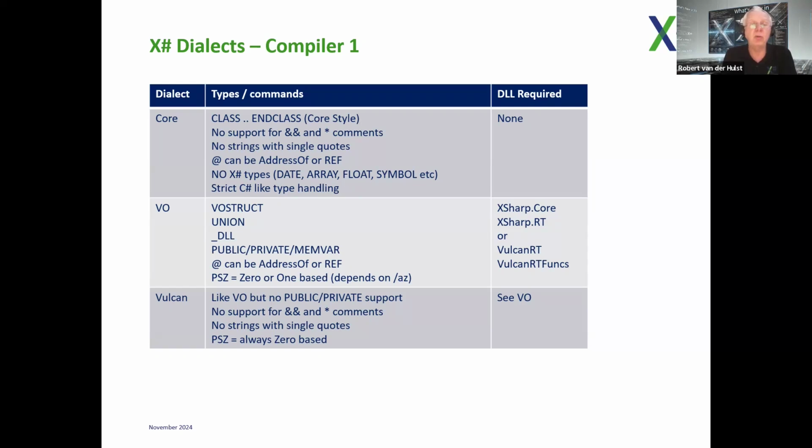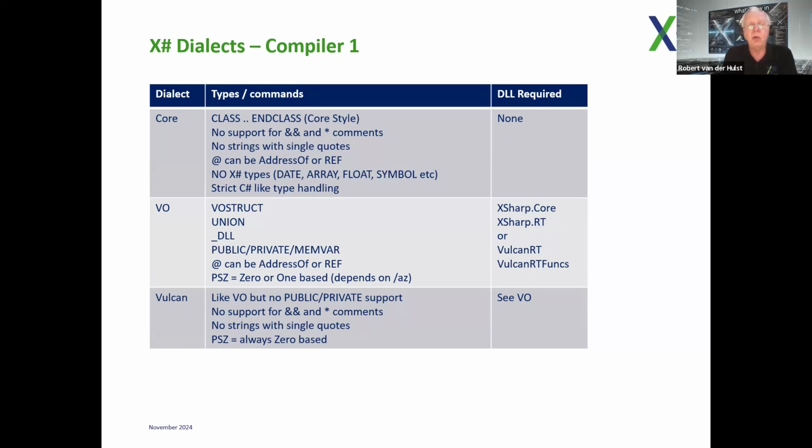One place where the core differs is the fact that core does not support same line commands with double ampersand or where a line starts with the star character. This is supported in other dialects, but not in core. We also do not support single quote strings in core. Those strings have to be with double quotes or have to be interpolated or extended.